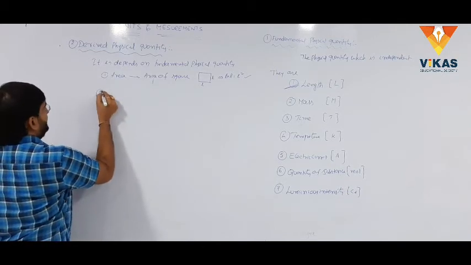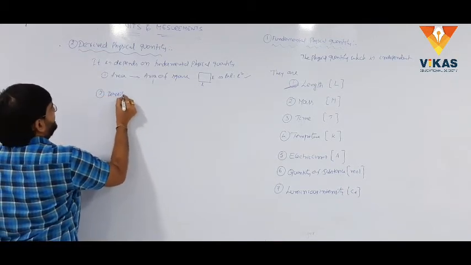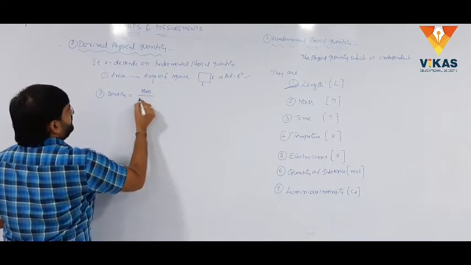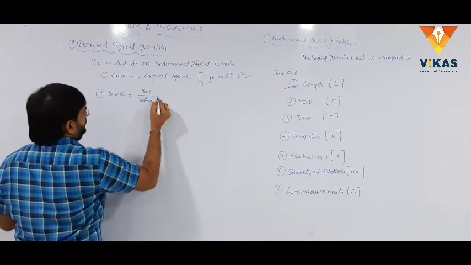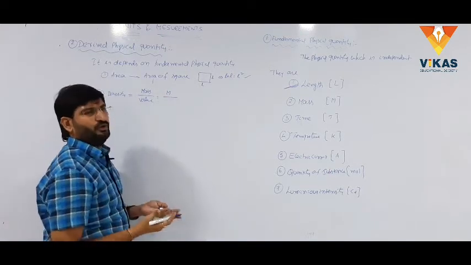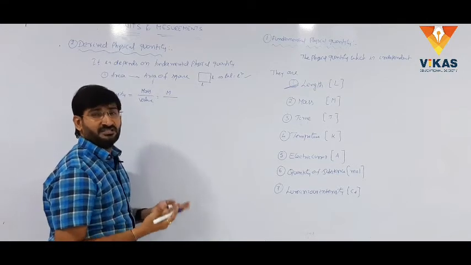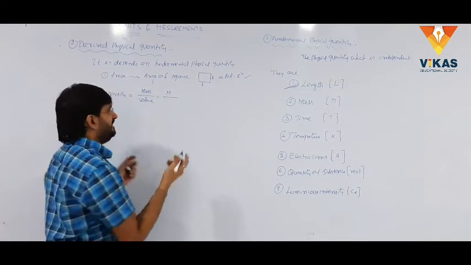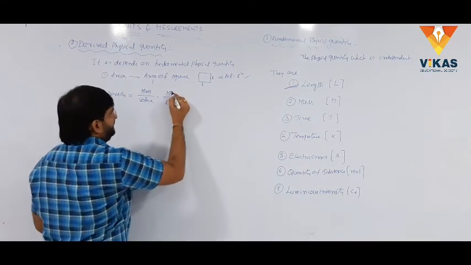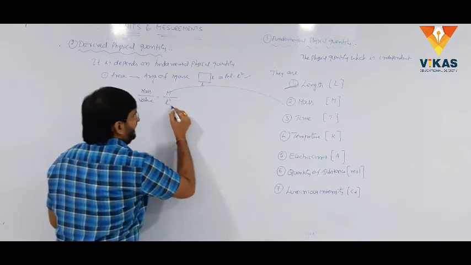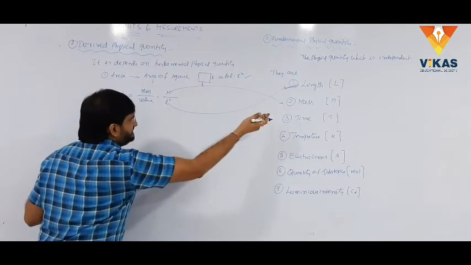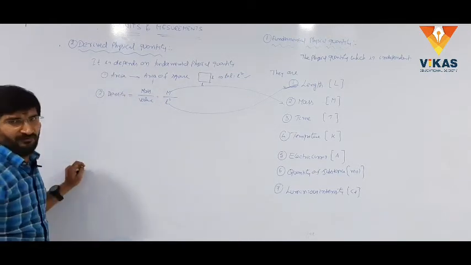And second one is density. What is the formula for density? Density equals mass by volume. Generally, mass in terms of m, and volume of the cube, volume of the cuboid, volume of the sphere, volume of the cylinder. These all are volumes. Volume of the cube is L cube. Here we observe clearly mass is a fundamental physical quantity and length is also a fundamental physical quantity. Both quantities depend on fundamental physical quantities. Then density is a derived physical quantity.